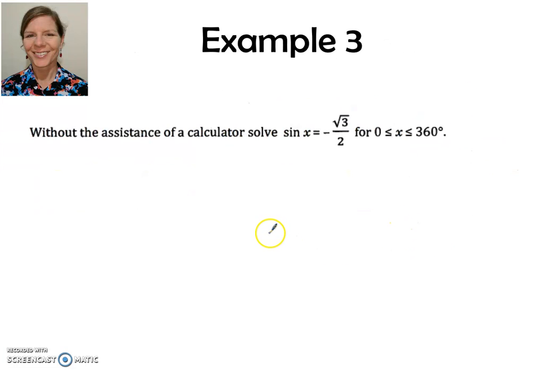So we jump in here. Without the assistance of a calculator, solve sine x is negative root 3 on 2, for x between 0 and 360 degrees. The first thing this tells me is to answer in degrees, not radians. The next thing is the negative here. If we do a little sketch, it's going to be somewhere like this, where this value here is negative root 3 on 2.